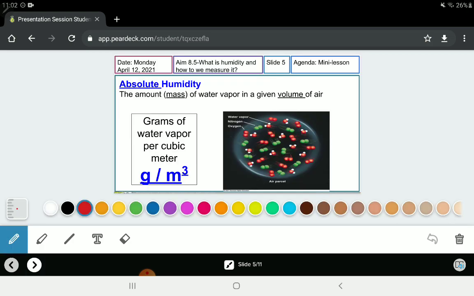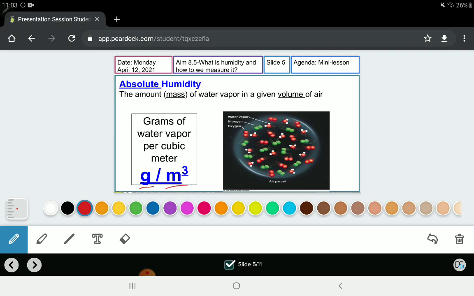So we're going to talk about absolute humidity. Absolute humidity is the amount or mass. So this is actual, we measure this. So we measure the amount or mass of water vapor in a given volume of air. So we tell that by saying how many grams of water vapor per cubic meter.